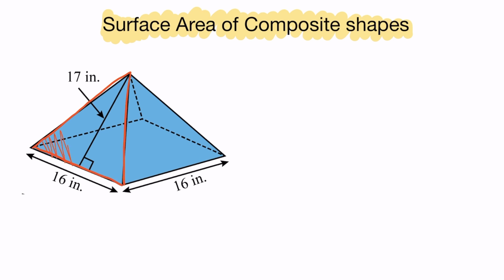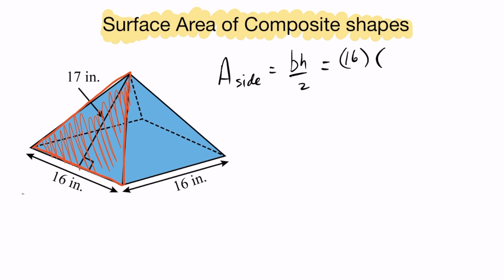So keep in mind, volume is a concept of cubic measurements. If this were volume, this would be inches cubed. This is surface area, so it's going to be inches squared. So I'm going to label this area of my side. And the side shape here is a triangle, and you guys know the area of a triangle is base times height divided by 2. My base in this case is 16.